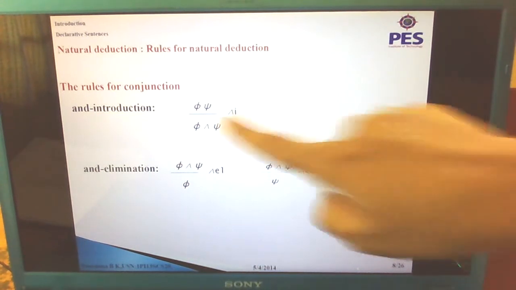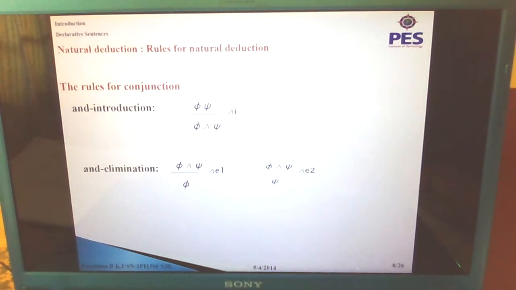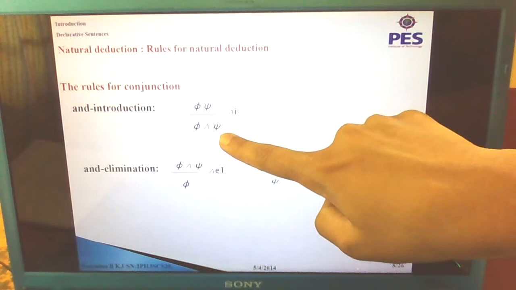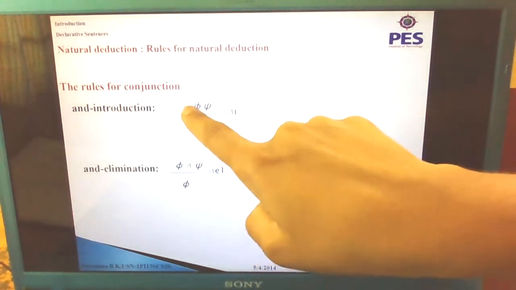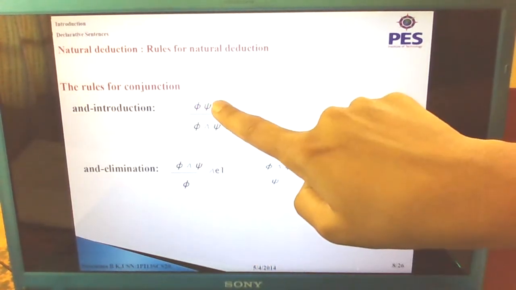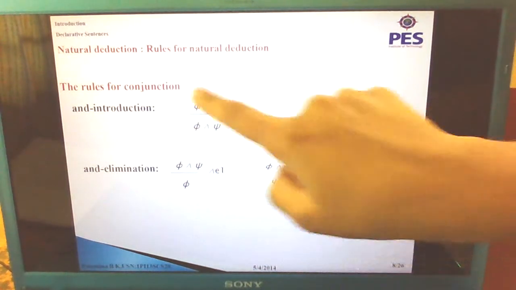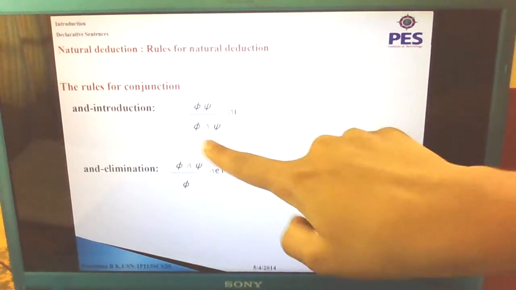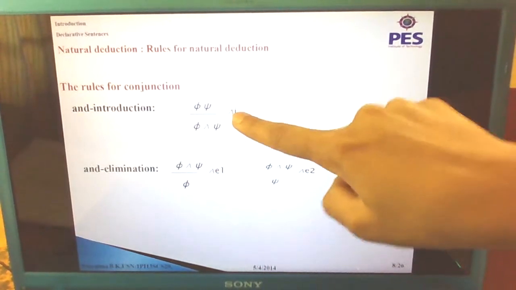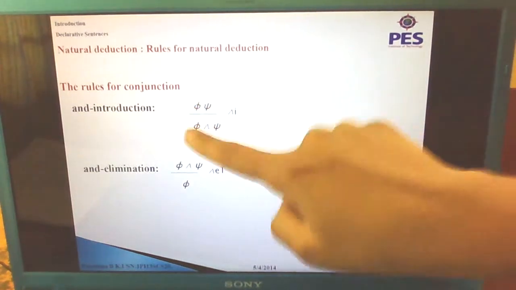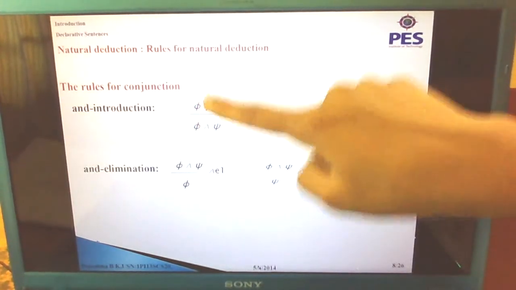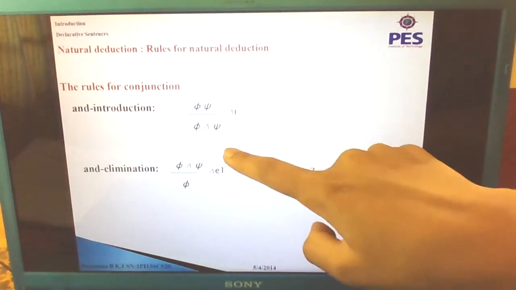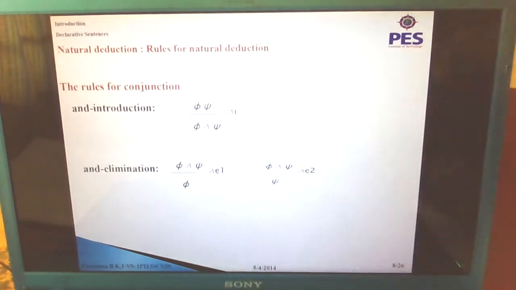The first one is known as and introduction. It allows us to conclude phi conjunction with psi, given that we have already concluded phi and psi separately. We can write it as phi, psi, therefore phi and psi, with the introduction of the and symbol. The lines above the line are the two premises for this rule. Below the line goes the conclusion.